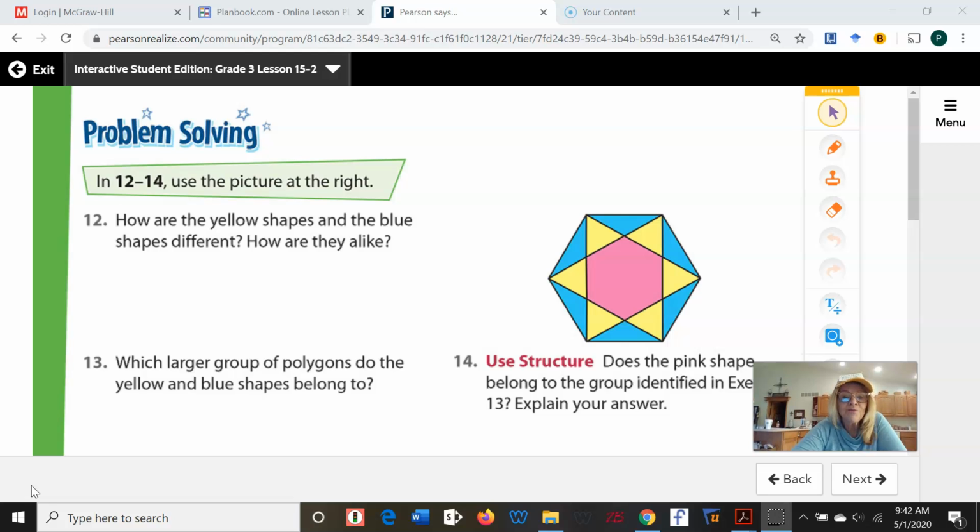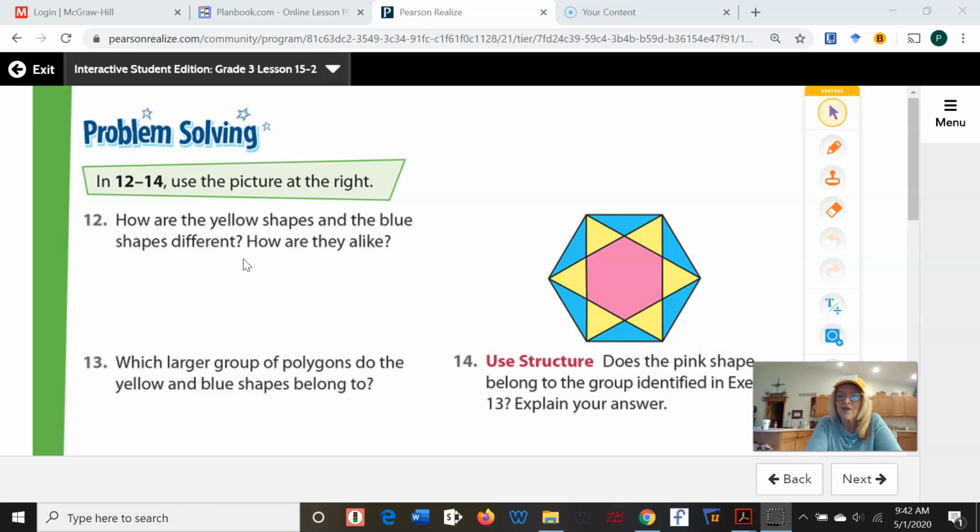Okay, so when we look at number 12, it says, how are the yellow shapes and the blue shapes different? How are they alike? Everything we've done for the last couple of days is comparing and contrasting, finding out how things are similar and how they are different. Today we're going to look at the yellow shapes, which are right here, and the blue shapes right here. The first thing they want us to do is to find out how those shapes are different.